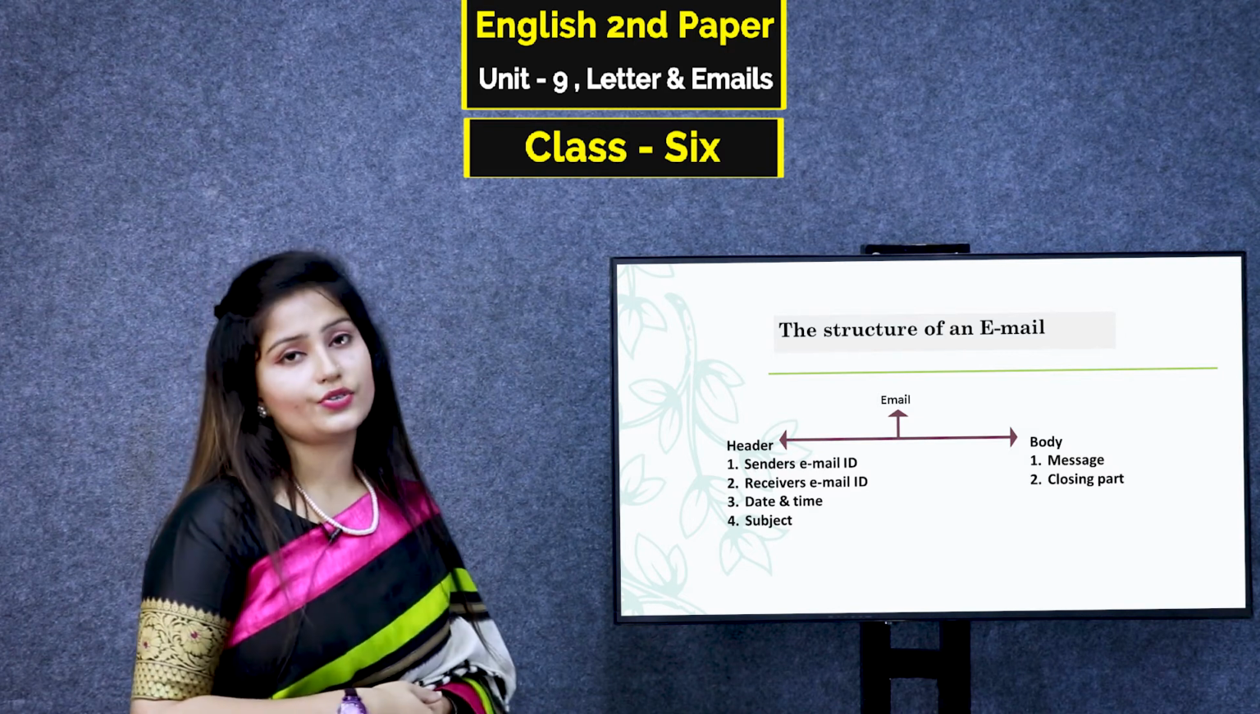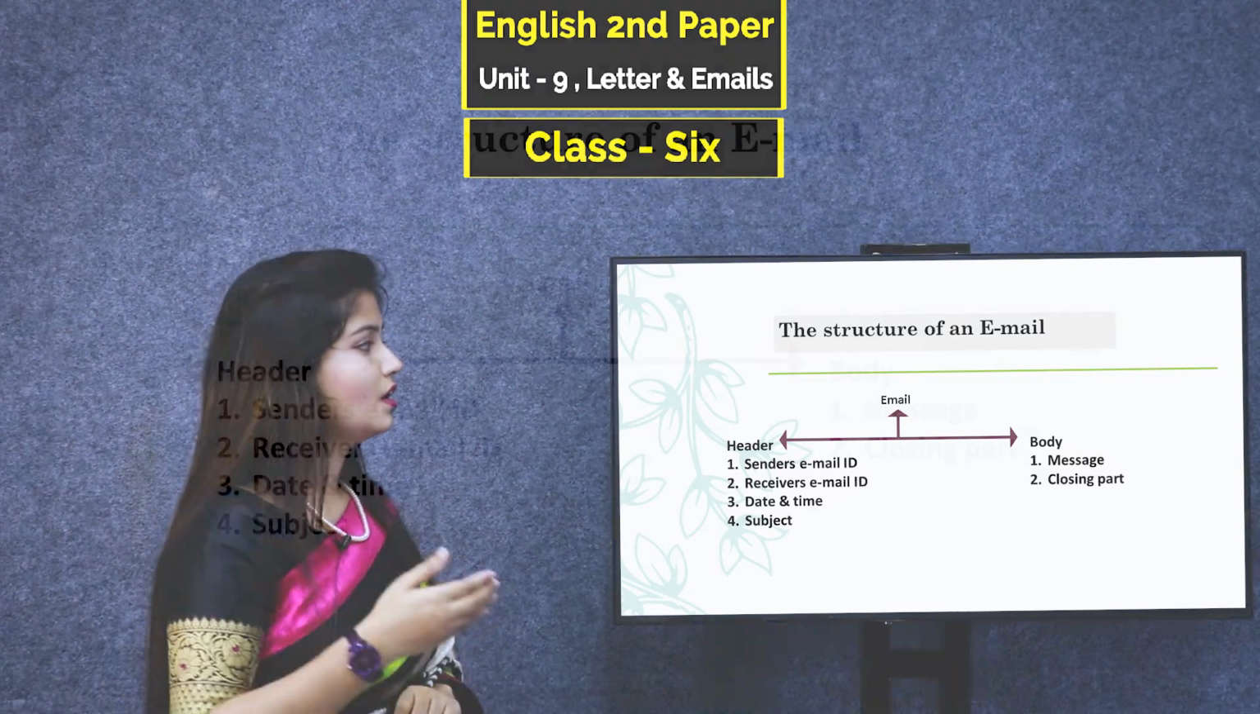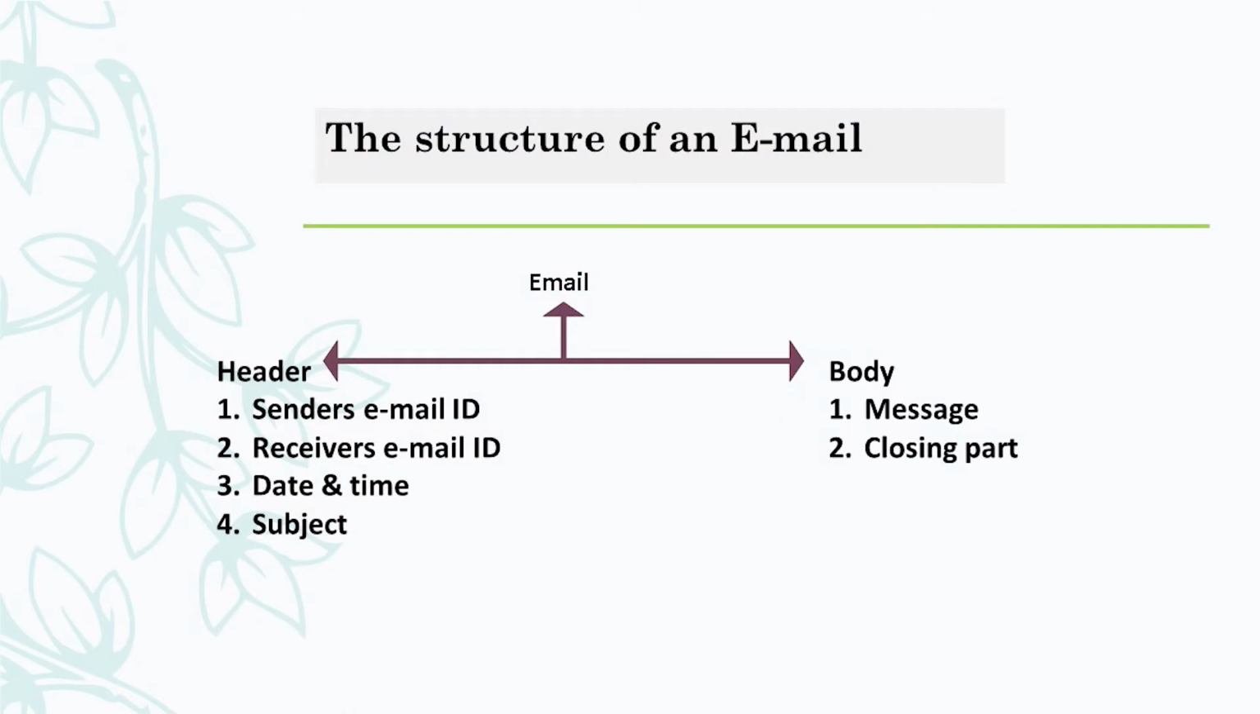Now comes the structure of an email. An email has two parts. The first one is the header and the other part is the body. In the header, you need to write the sender's email ID, receiver's email ID, date and time, and subject. And in the body part, you need to write down the message elaborately, and lastly, you need to put the closing.